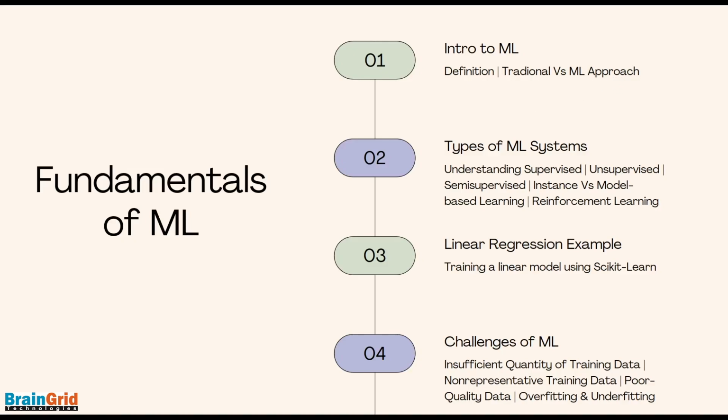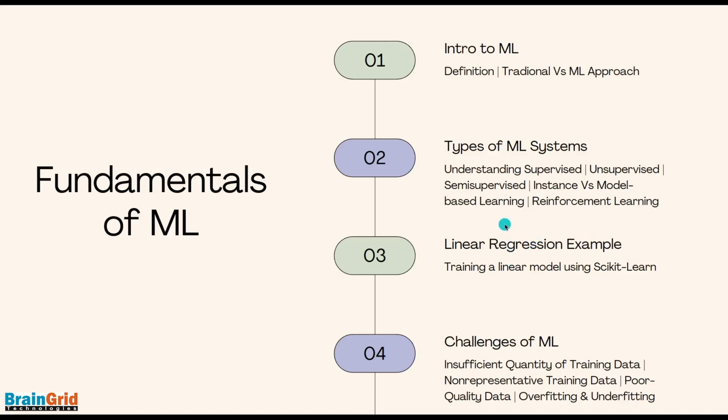Next is the different types of machine learning systems. That is, supervised, unsupervised, semi-supervised, instance versus model-based learning, and reinforcement learning. So we are going to briefly talk about the different types there are. Based on the data we have, we can categorize them, and based on the activity that we want to achieve, we can categorize them as well.